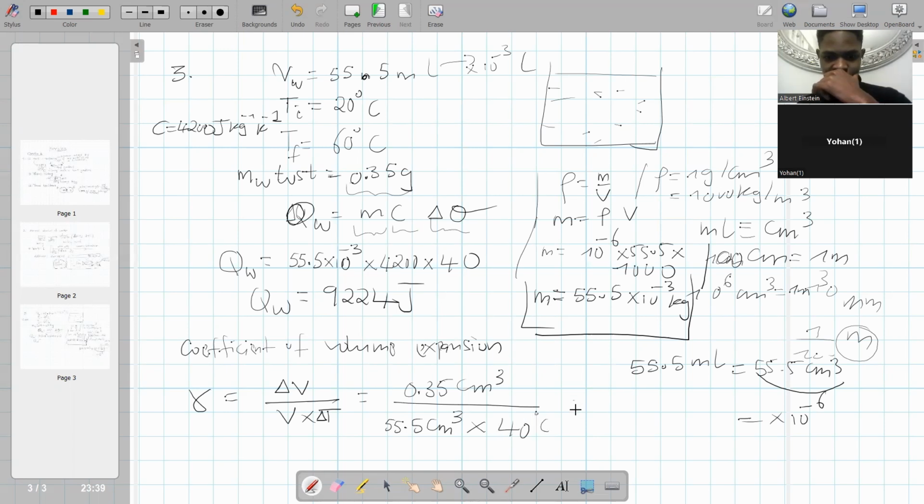So punch this one. Already the unit will cancel. We're going to have something in per Kelvin, or per degree if you like. It's 1.58 times 10 to the negative 4 per Kelvin.